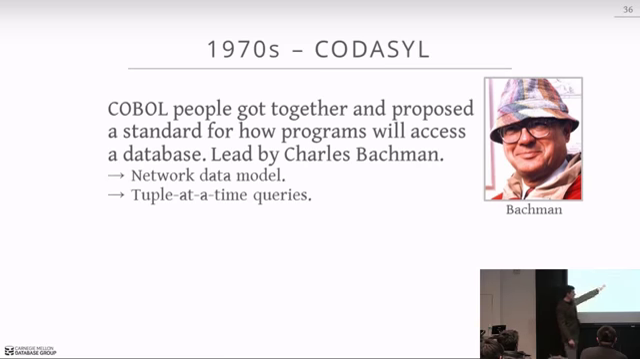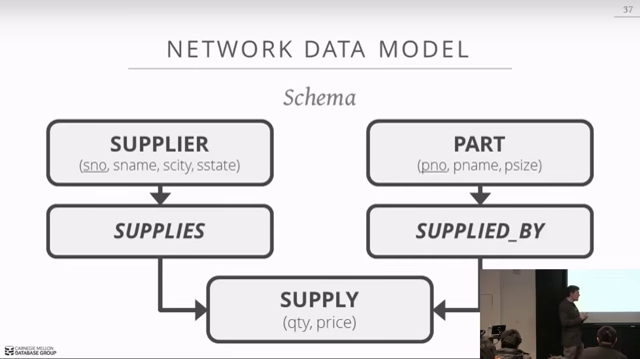If you don't know this person here, this is Charlie Bachman. He was the lead proponent of the CODASYL group, and he won the Turing Award for databases, I think in like 1971 or 72, and I think he's still alive. But nobody uses CODASYL anymore.